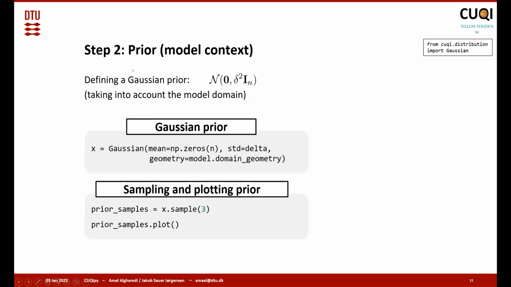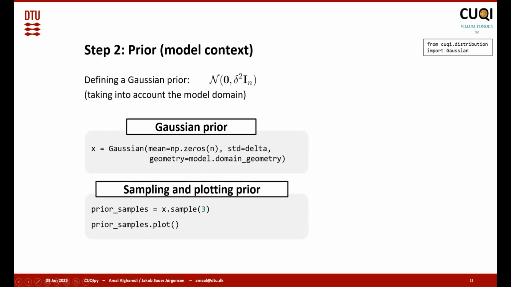The second step is to define the prior. The prior distribution, in this case, for example, we can choose a simple Gaussian distribution with zero mean and some standard deviation, but it needs to be aware of the actual geometry. So we pass this information about the domain geometry. And then we can sample the prior and plot.